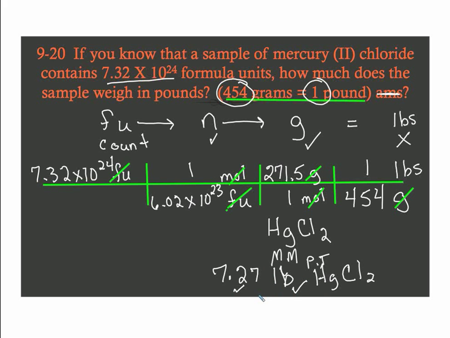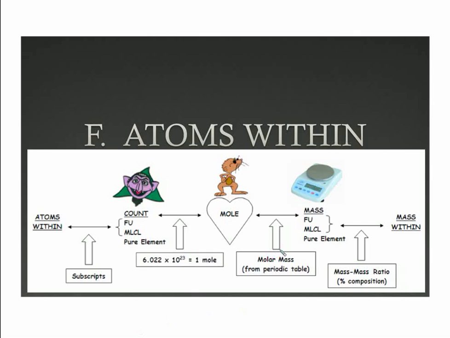All right. Let's move forward, and we're going to add another component to this. And this is atoms within. So what I'm talking about here is I had mercury chloride. How many chlorines within, or chlorides, better yet, within? If I have water, how many hydrogens within? So when we're talking about atoms within, we're talking about atoms within a formula unit or a molecule.